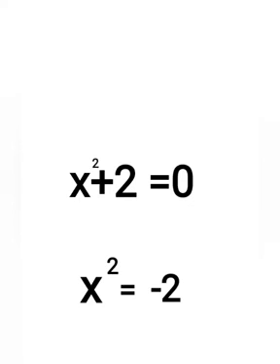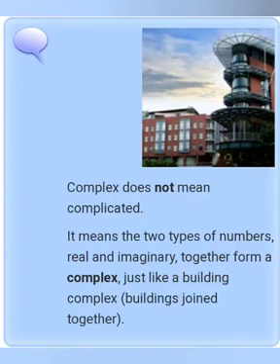While solving such equations, a new set of numbers called complex numbers came into existence. A complex number does not mean a complicated number. It means that two types of numbers, real number and imaginary number, together form a complex, just like a building complex. Thus, a complex number is formed by combining a real number and an imaginary number.